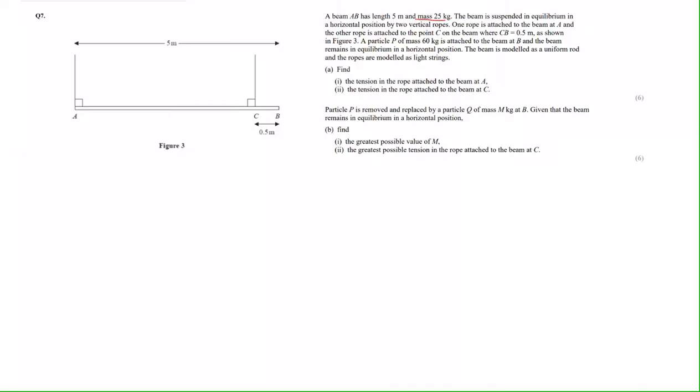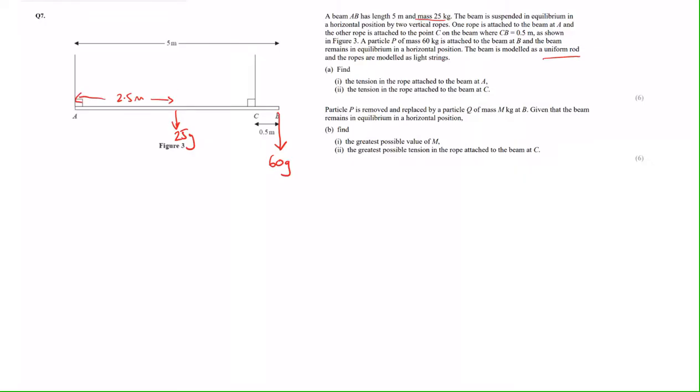So I'm going to attach that on now. And it has a mass of 60, so the weight is 60g. And it remains in equilibrium in a horizontal position. The beam is modeled as a uniform rod, and the ropes as light strings. So it being uniform means that the weight is going to act in the centre, and the weight is 25g. If the whole thing is 5 metres, then that would be a distance of 2.5 metres from A.